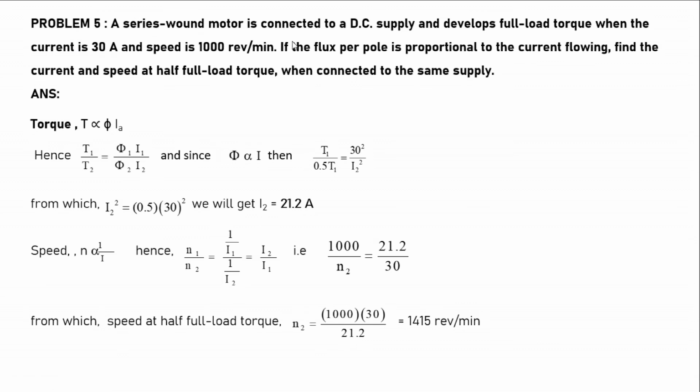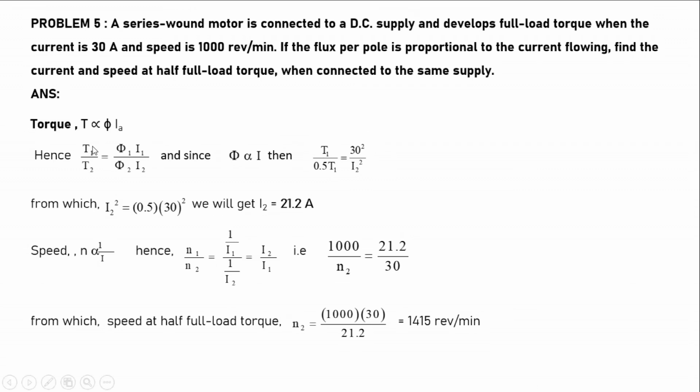Now, the flux per pole is proportional to the current flowing; in a series motor, flux is directly proportional to the current. We need to find the current and speed at half load torque when connected to the same supply. So the torque is reduced by half.